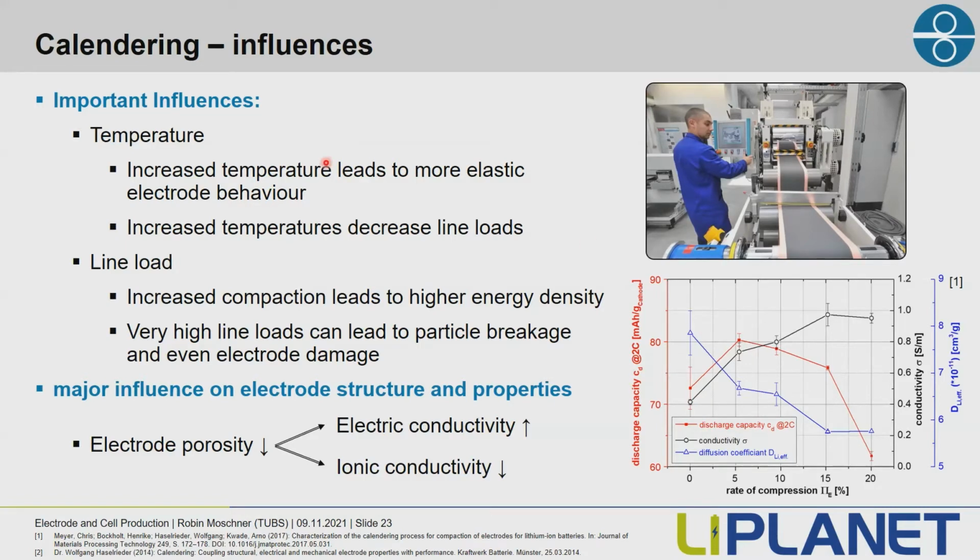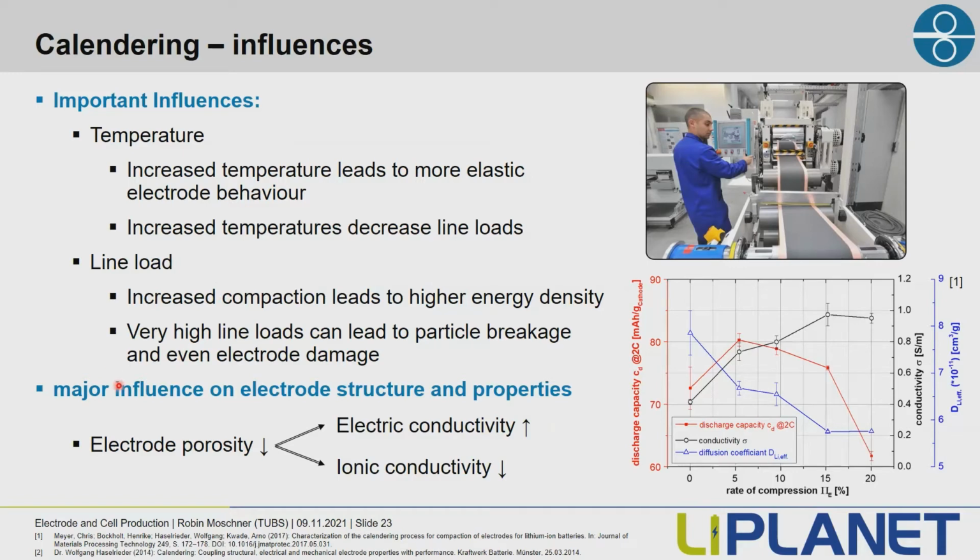During calendering, the most important influences are, on the one side, temperature. An increased temperature leads to a more elastic electrode behavior, and this means that we need less line load, less pressure to reach the same rate of compression for the electrodes. The other important parameter being, of course, the line load or the pressure. An increased compaction leads to a high energy density because we decrease pore volume, but very high line loads can also lead to particle breakage or even electrode damage.